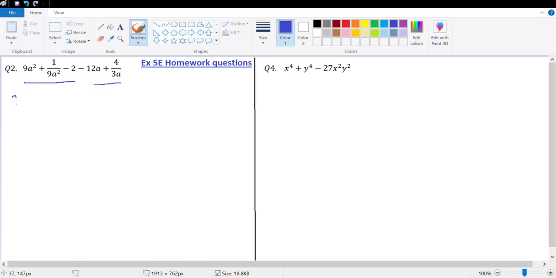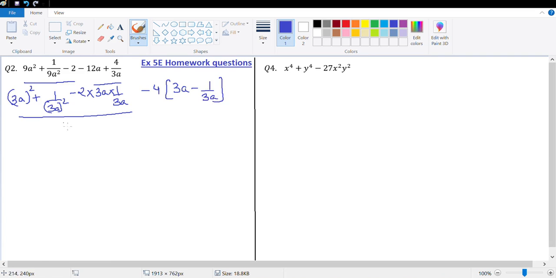Let's see. So this can be written as 3a the whole square. The second term can be written as 1 upon 3a the whole square, and the third term can be written as 2 times 3a multiplied with 1 upon 3a. Perfect. So that's the first three terms, which is 3a minus 1 upon 3a the whole square, and I can take negative 4 common from here, and this gives me 3a minus 1 upon 3a. So first three terms become 3a minus 1 upon 3a the whole square, and the second term is minus 4 times 3a minus 1 upon 3a.